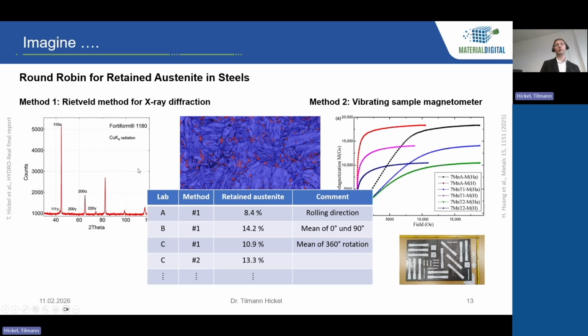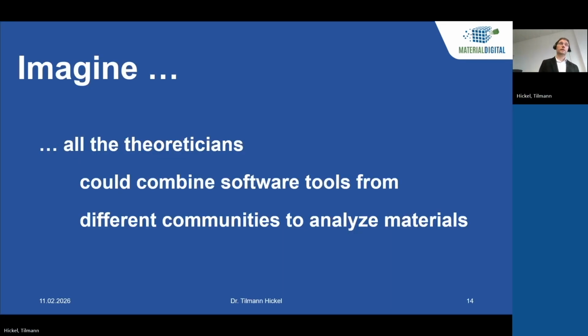So the amount of retained austenite is the same semantic information, but there are different protocols to get to this. And we would like to make sure that the final result is comparable. And that is only possible if we know the provenance of how these data have been obtained. So it's always a combination of having semantically structured data together with the workflows, which give us the information, where do the data come from? Imagine all of the theoreticians could combine software tools from different communities to analyze materials.